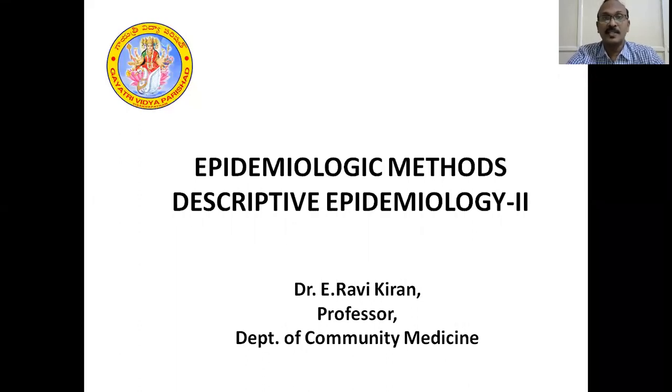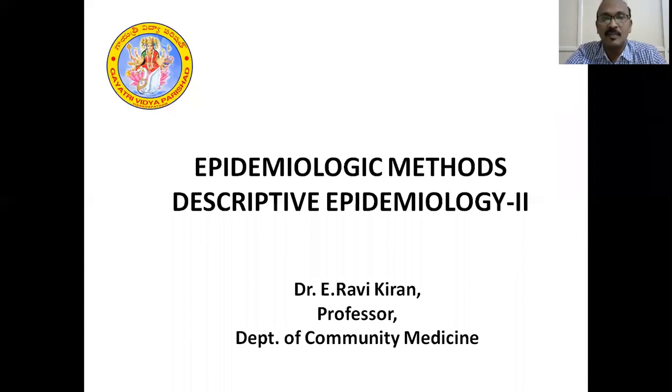In observational studies, again, they are divided into descriptive and analytical. Analytical are again divided into case control study, cohort study, cross-sectional study, and ecological or correlational studies. Under experimental or intervention studies, they are again divided into randomized trials, clinical studies, field trials, and community trials. So all these are the different epidemiological methods which we have discussed.